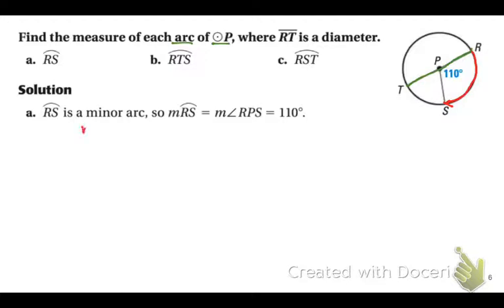The measure of arc RS, the way it's written here, is equal to the measure of the angle RPS, which is 110 degrees, just like it's written there. Okay, B. Arc RTS.